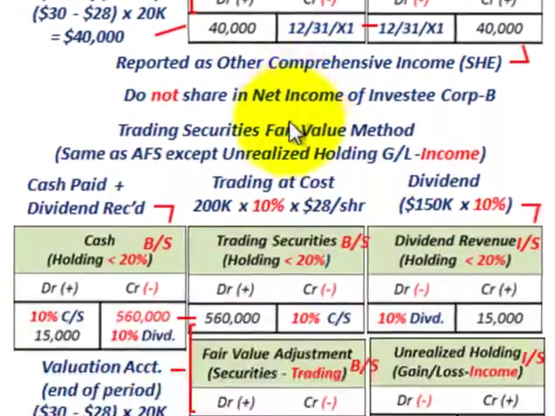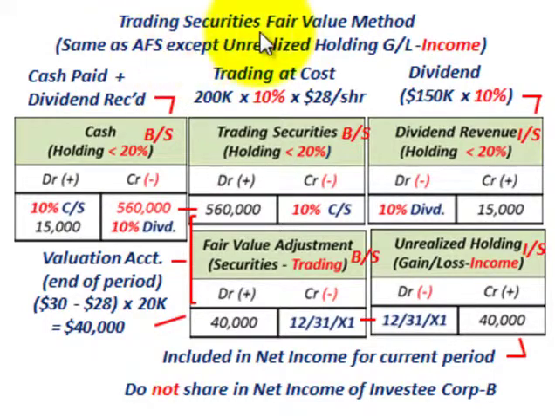Okay, now let's move down here and look at trading securities, again using the fair value method. Now, we don't have to go through all this, but this is the key. It's the same as available for sale securities, except any unrealized holding gain or loss goes to the income on our income statement. It's going to go to the income statement.